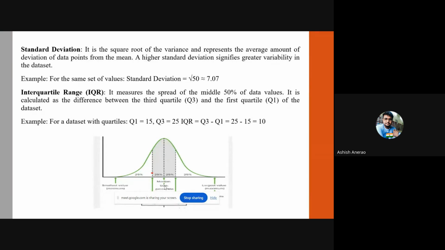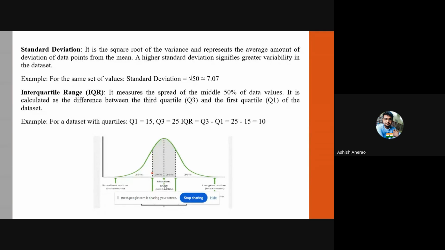Now next is the interquartile range, the IQR. IQR measures the spread of the middle 50% of the data, and is denoted by Q3 minus Q1. Here Q3 and Q1 are the quartiles. Q1 is the first quartile, which indicates the 25% value of our data. Q2 is the second quartile, which indicates the 50% value. Q3 is the third quartile, which indicates the 75% value, and the maximum value means 100% of our data.